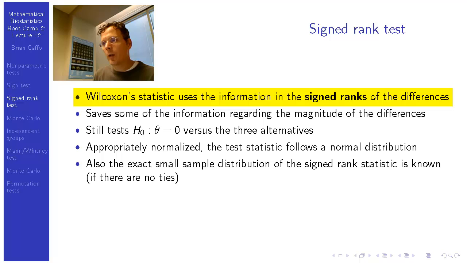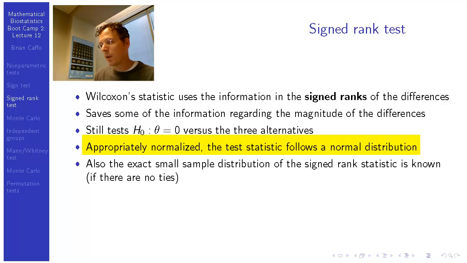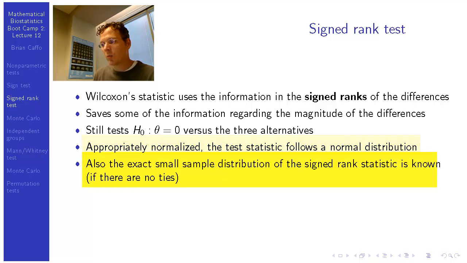So Wilcoxon thought about this problem of discarding the magnitude of the differences, and he said, well, why don't we, instead of using just the signs, why don't we also use the ranks of the differences? So using the ranks saves some of the information regarding the magnitude of the differences. We're still testing whether the median is 0 versus the 3 potential alternatives. And we can create a statistic, and I'll say that appropriately normalized, this statistic follows approximately a normal distribution. But if there's no ties, then the exact small sample distribution is known, and then why use the normal distribution?